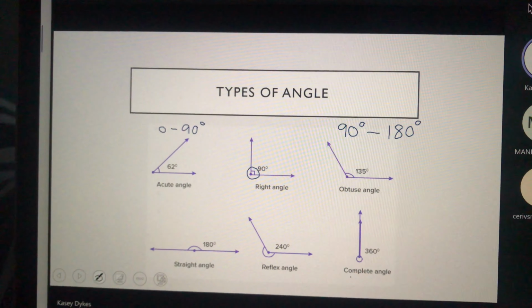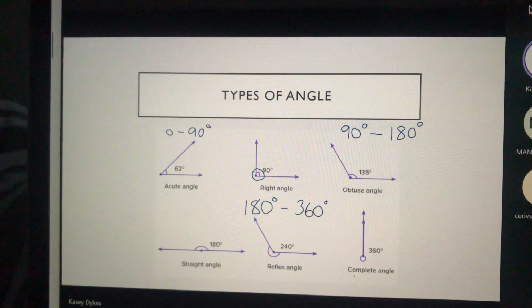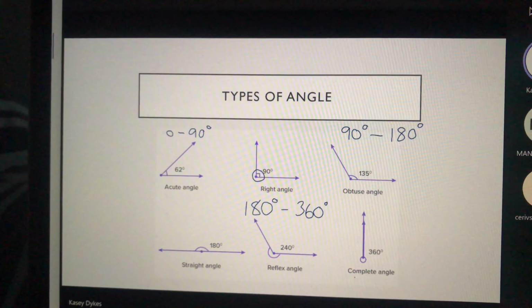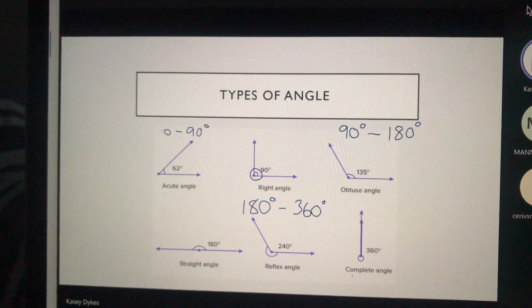And then our final angle, again, doesn't really look like an angle, is called a complete angle or a full rotation. And that's 360 degrees. So again, we need to remember that it is 360. It's basically a full circle. So if I said to someone to turn 360 degrees, most of us know that means just turn on the spot and come back to where you started.